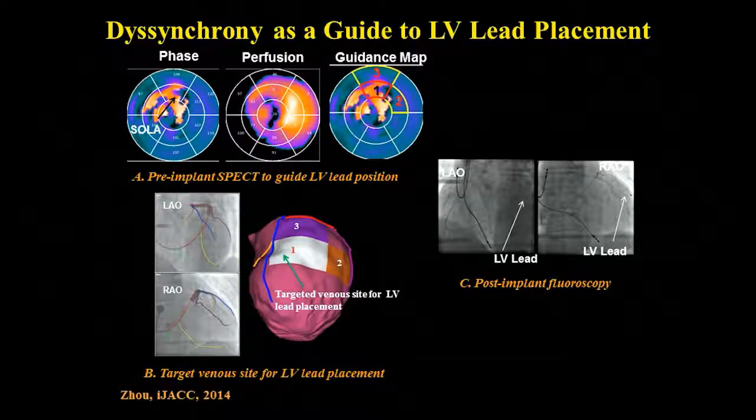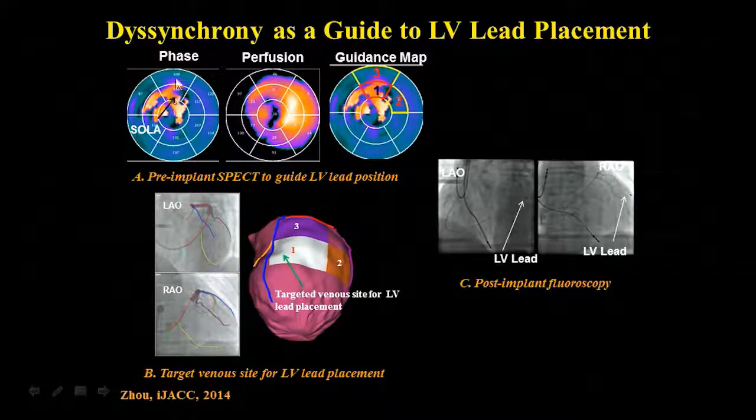This is data from the MRI group showing a single injection of technetium providing data on perfusion. You can see the perfusion in the anterior wall is preserved. And data on phase, which is the timing of contractions.